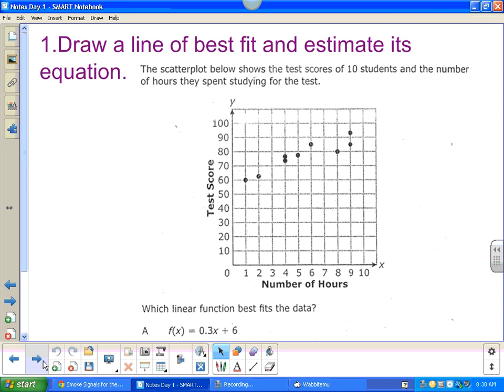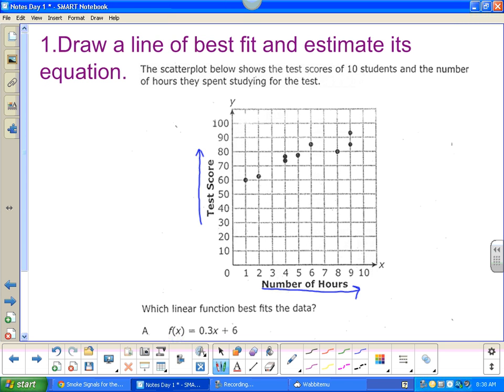So number 1 says, draw a line of best fit and estimate its equation. The scatter plot below shows the test scores of 10 students and the number of hours that they spent studying for the test. If you look on your x-axis, you can see the number of hours. On your y-axis, you can see their test score. As you can see, as the number of hours increases, their test score increases. So the longer they study, the better they did on their test.